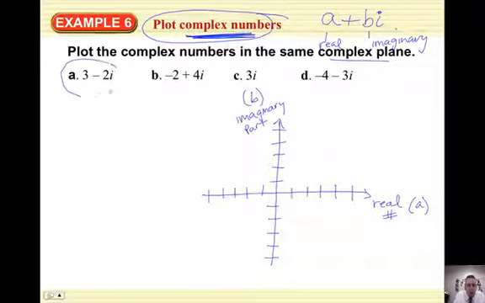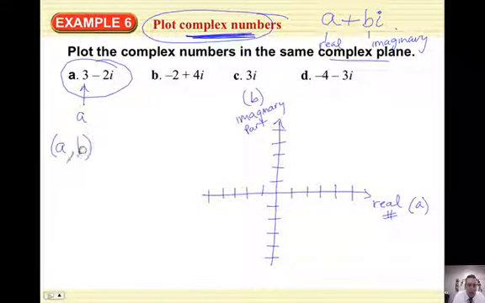Look at this right here. Let's plot 3 minus 2i. That looks complicated. How do you plot a complex number? Don't get all hung up about it. Plot the real number. The real number is 3, so 3 is a. Everything here is made up of a comma b: real comma imaginary. That's what you need to do.